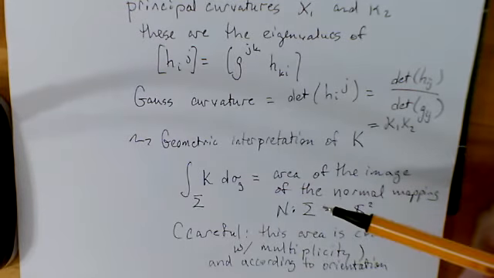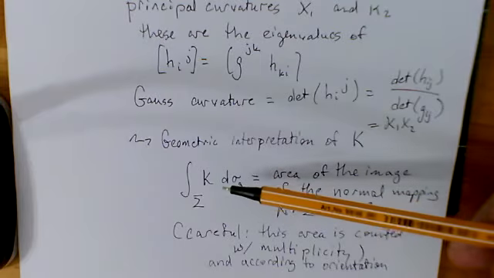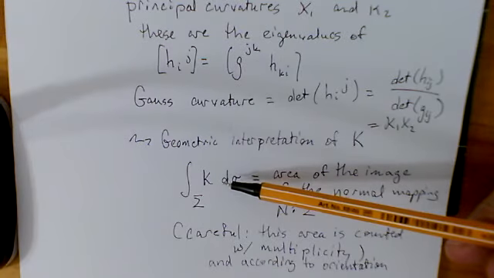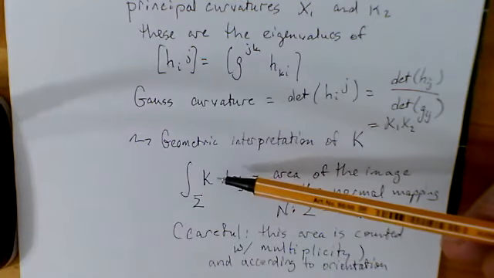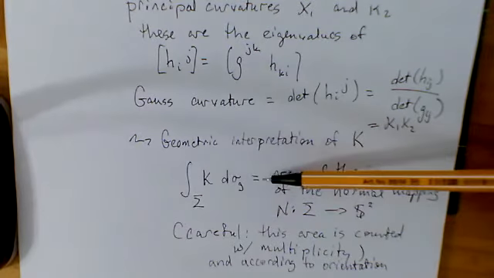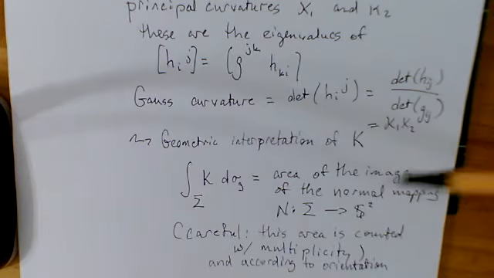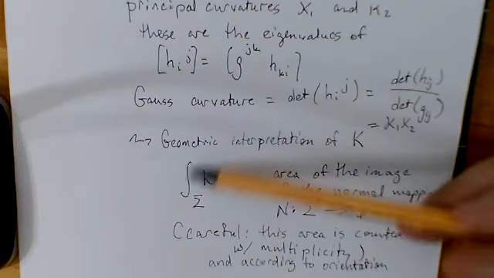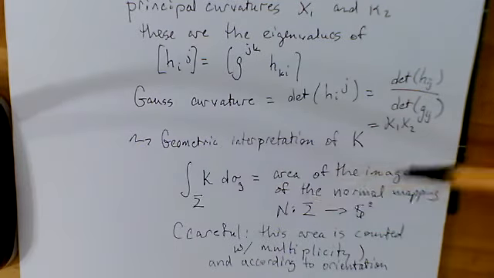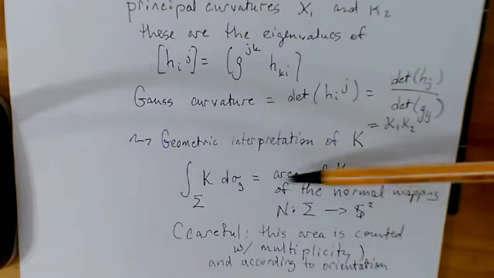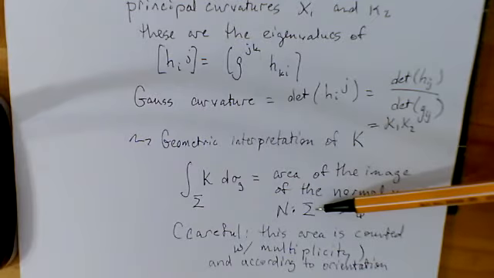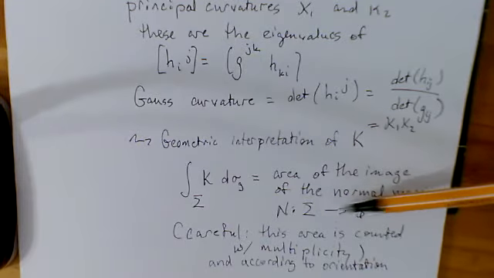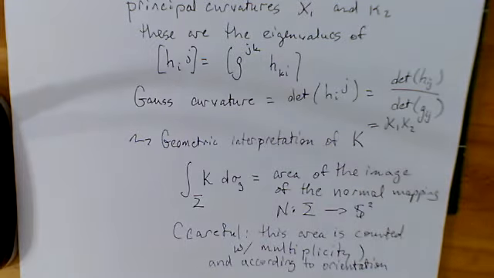Right. So, for instance, if we have a minimal surface, the Gauss curvature will be negative. We'll see that in a second. If we have a minimal surface, the Gauss curvature will be negative, and thus this integral will be negative. So the area will actually be counted negative, and that comes from the fact that when you have a minimal surface, this mapping from the starting surface to the two sphere is actually orientation reversing.